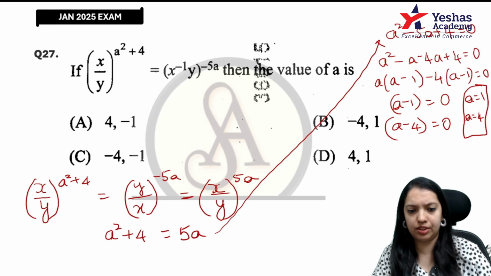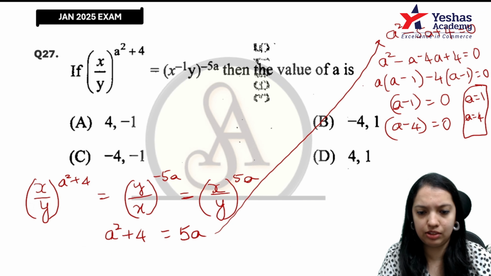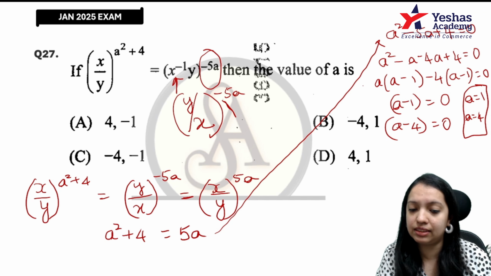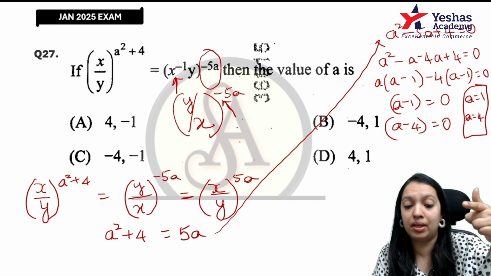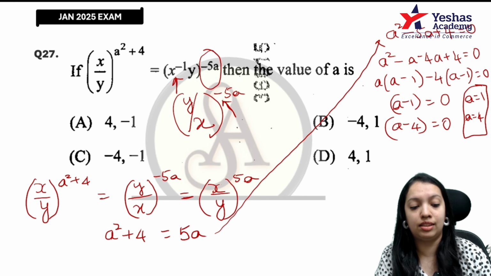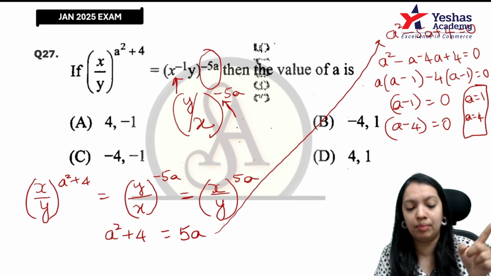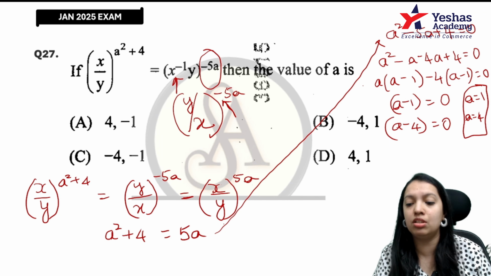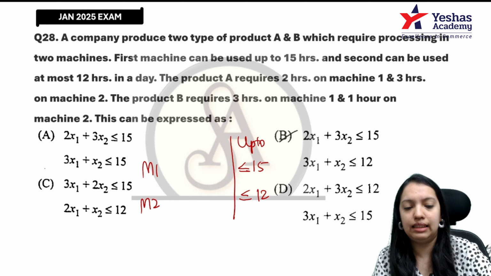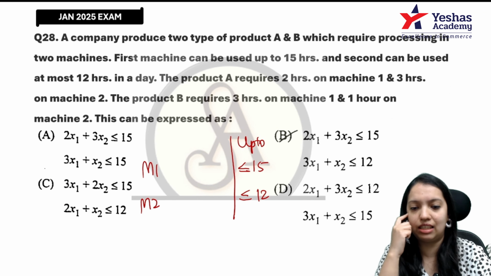Next question is from indices topic, where you have negative sign in the power. Please be careful about this. Whenever you have negative sign, this can be written as y divided by x whole to the power of minus 5a, and because again there is negative power, you take the reciprocal, it will become x by y to the power 5a. x by y power this, x by y power this, both are same. Equate the powers, a square plus 4 is equal to 5a. Solve this quadratic equation, you end up getting the values as plus 4 and plus 1. Option D is correct.